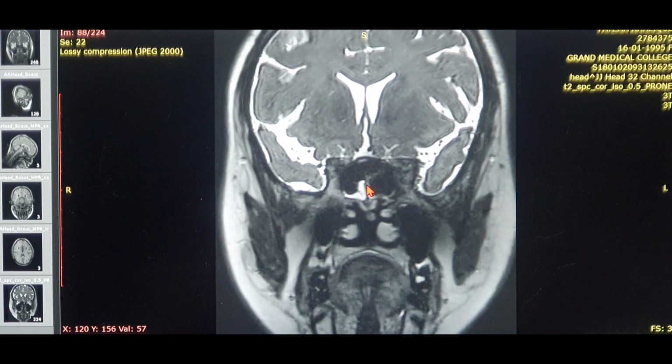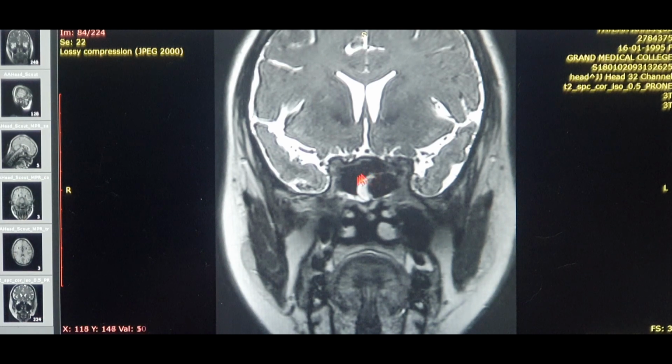So that's the sphenoid sinus. Actually, we have reached the sphenoid sinus, and all these black circular structures which you can see are nothing but the branches of the internal carotid. These are the branches of the middle cerebral artery. These are the branches of the anterior cerebral artery. That's the sylvian fissure over here, and that's the middle cerebral artery over here, and that's the sphenoid sinus.